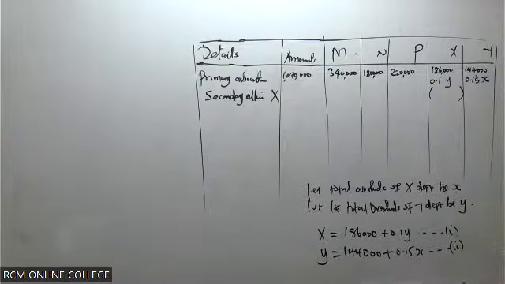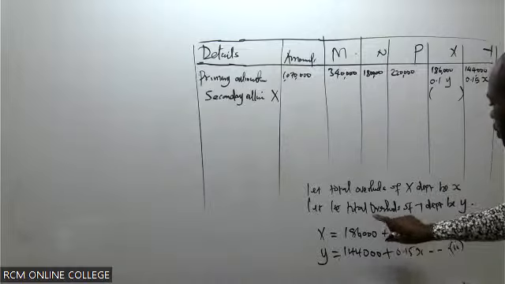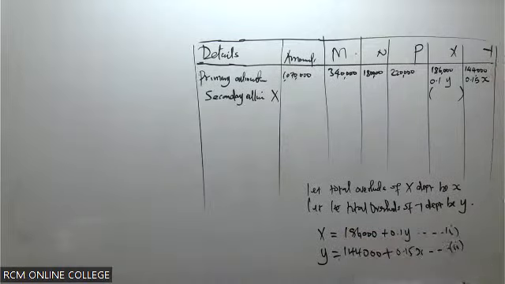Good. So having done this, please go ahead and look for the unknowns. How will we calculate these unknowns?